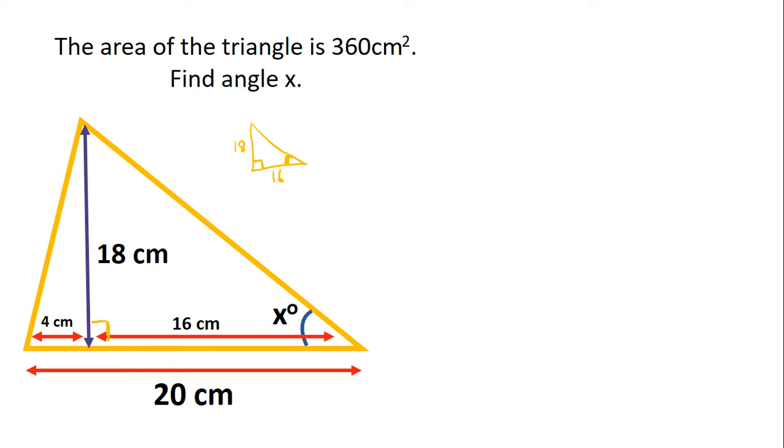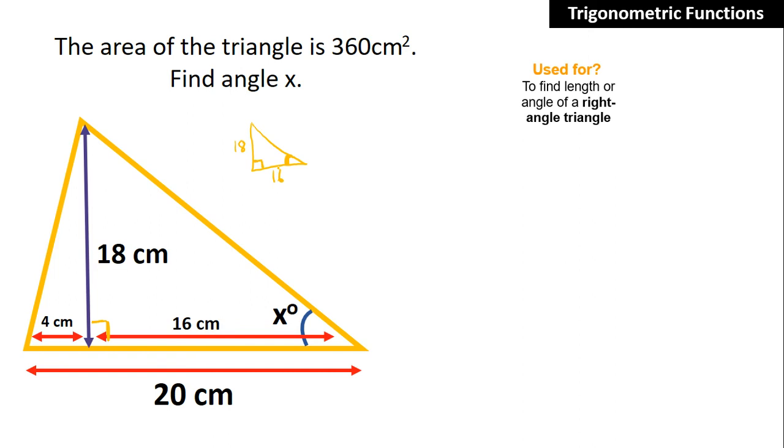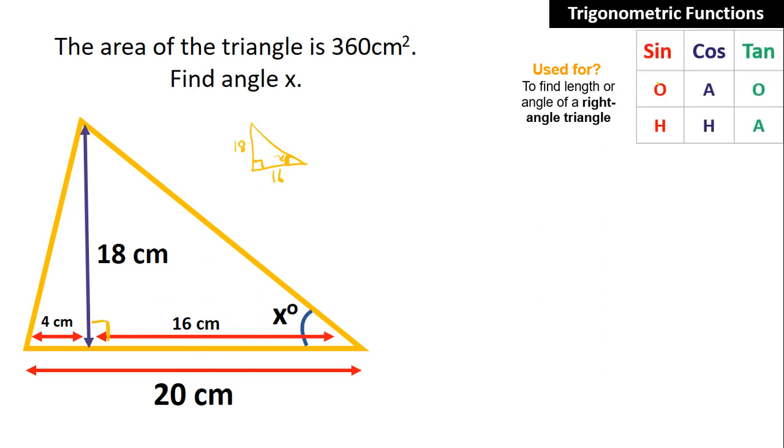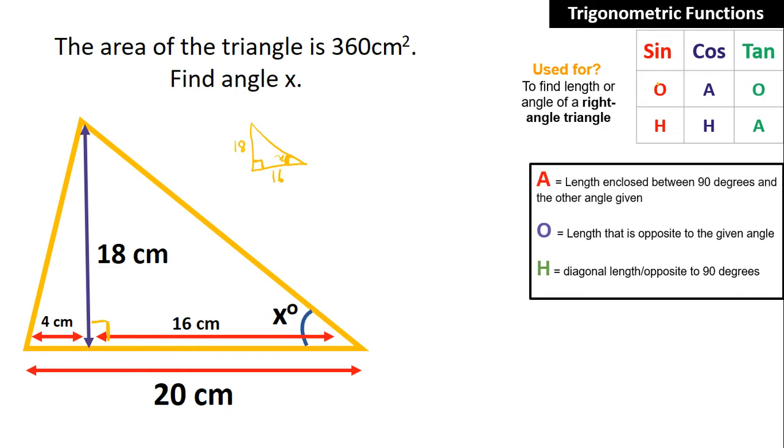Now, if you try and recall the trigonometric functions, what are they used for? They're used to find the length or angle of a right angle triangle. Because I'm dealing with lengths and there's an angle, this x, that's missing, I think I can use my trigonometric functions. Within that, I have this sine, cos, tan table that I can refer to, and for that, I also need to know which one is my A, O, and H. So A is the adjacent, that is the length that is enclosed between the right angle and the other angle given.